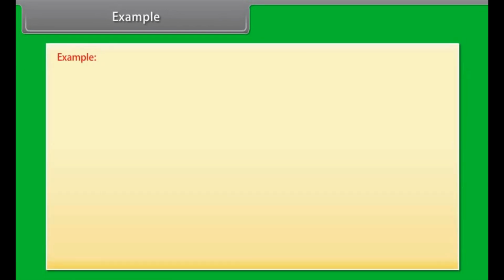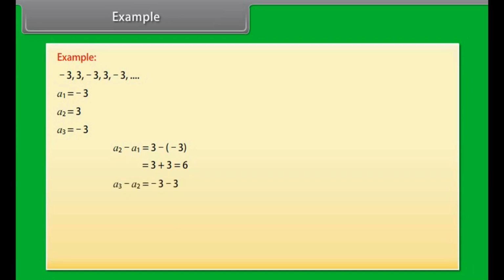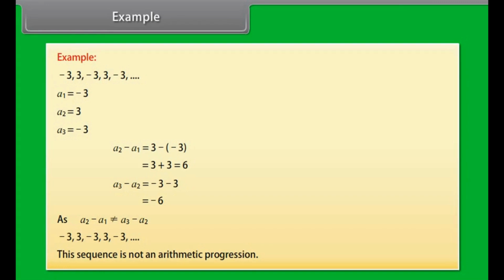Example. Let us now solve some examples. Observe this sequence. We will find out whether these numbers form an AP or not. Here A1 is -3, A2 is 3, A3 is -3, and so on. Now let's find A2 minus A1, which is equal to 3 minus -3, which is equal to 3 plus 3, which is 6. Also, A3 minus A2 is equal to -3 minus 3, which is -6. As A2 minus A1 is not equal to A3 minus A2, the given sequence is not an arithmetic progression.